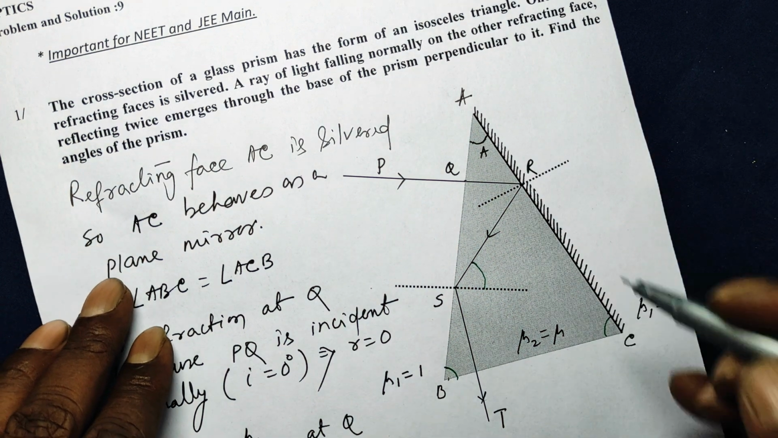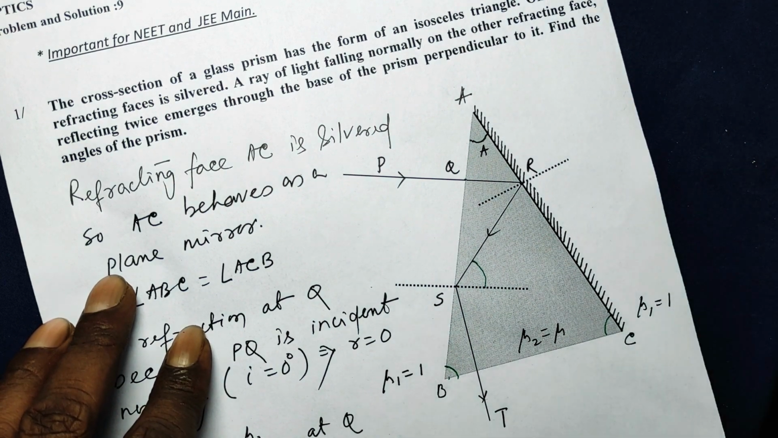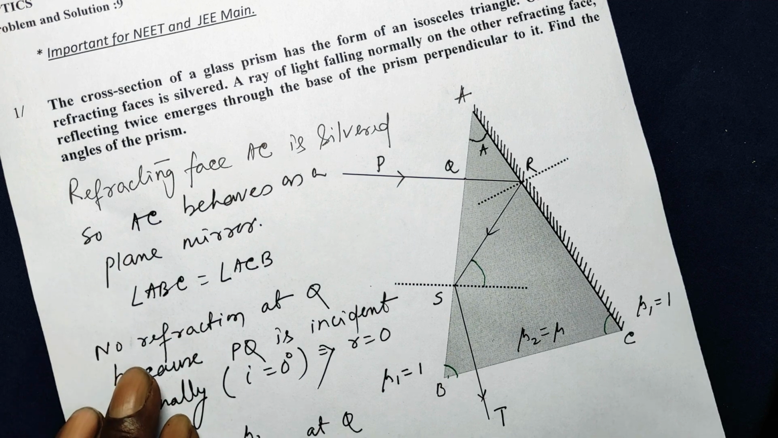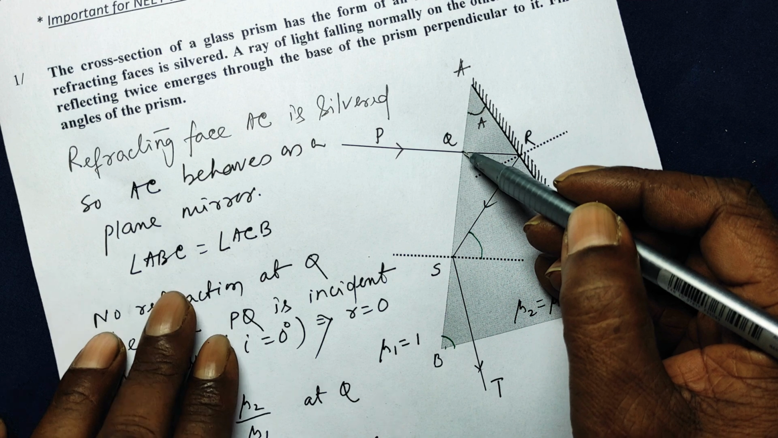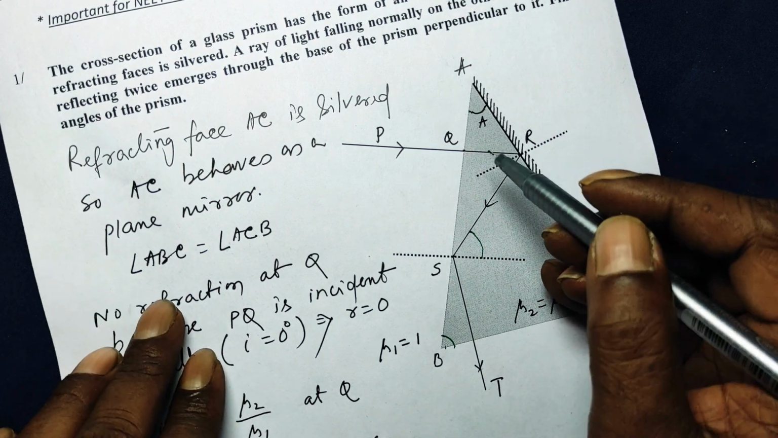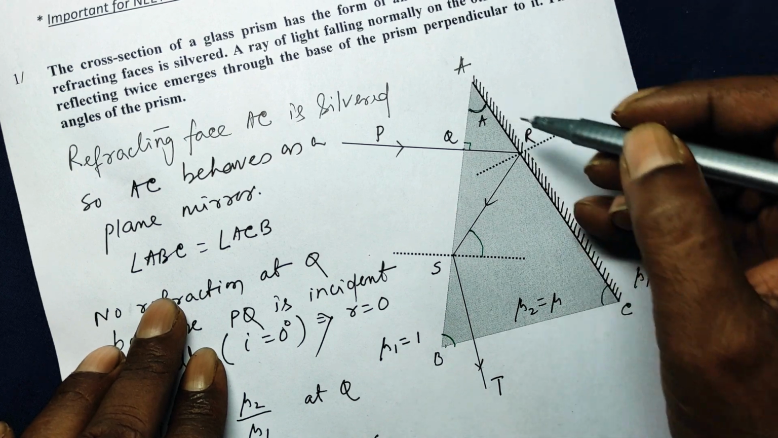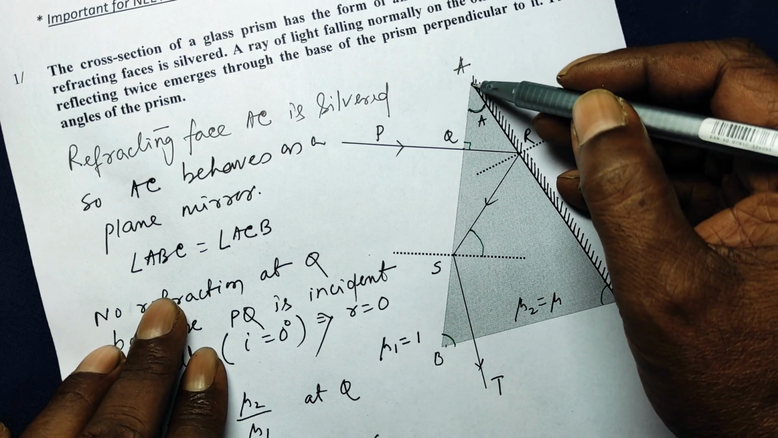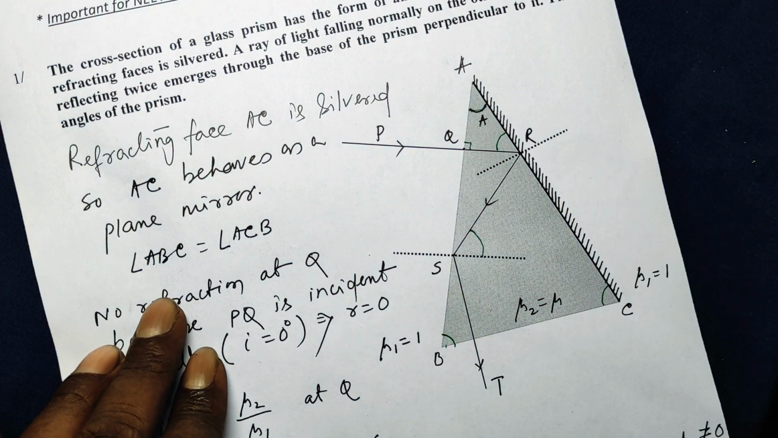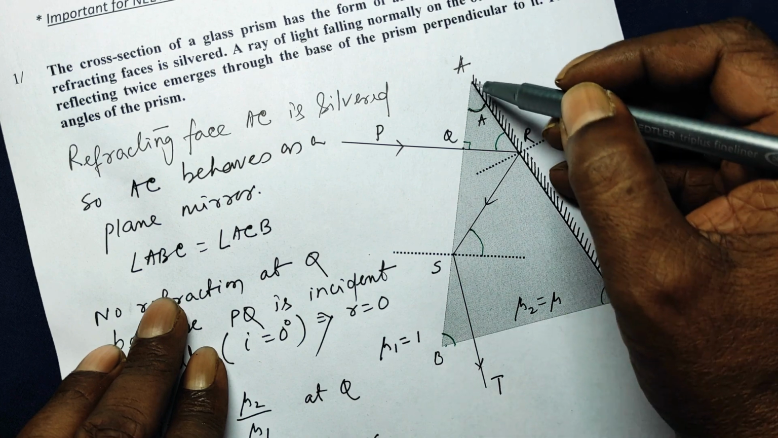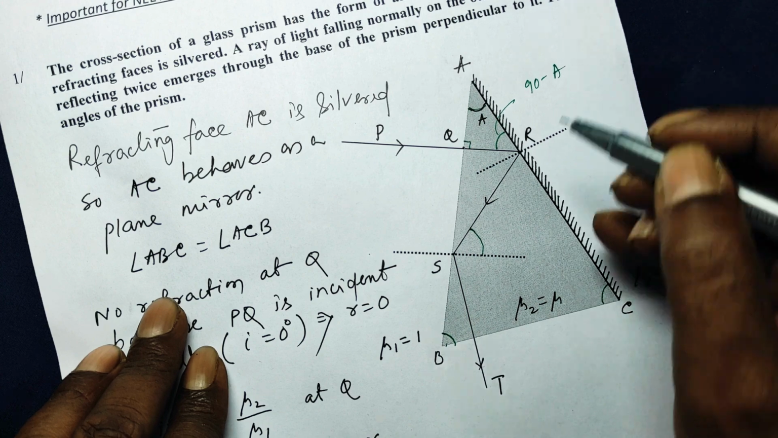Now, refracting surface AC is silvered, so it behaves as a plane mirror. Here there will be no refraction. I will explain why there will be no refraction here. So this is 90, and this angle is A. So in this triangle AQR, this will be 90 minus A. And this dotted line is normal to this surface. So this is 90 minus A.